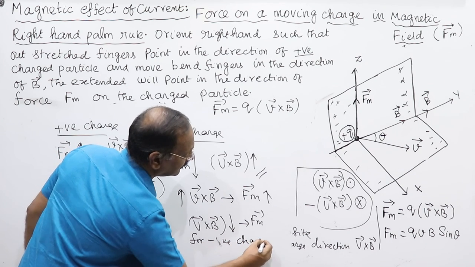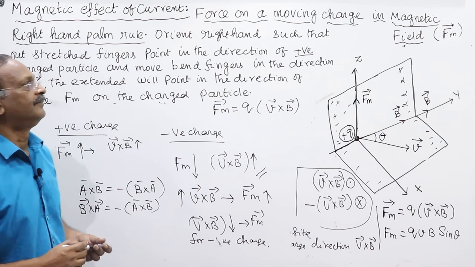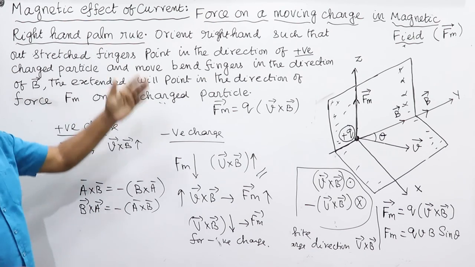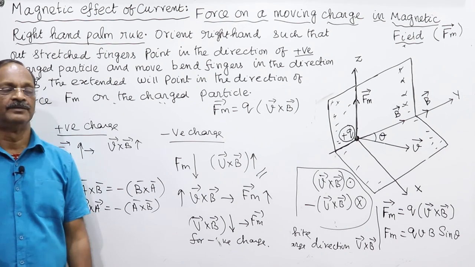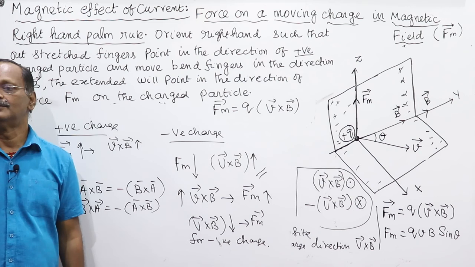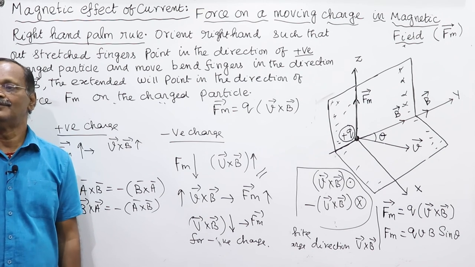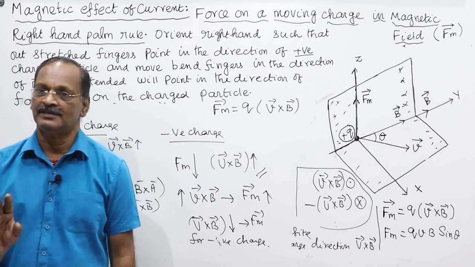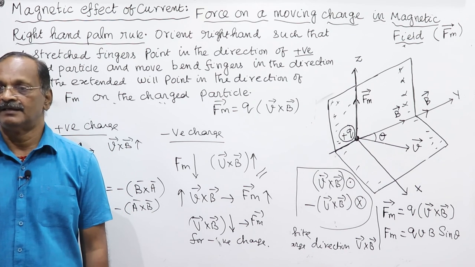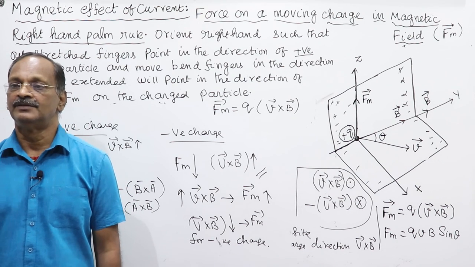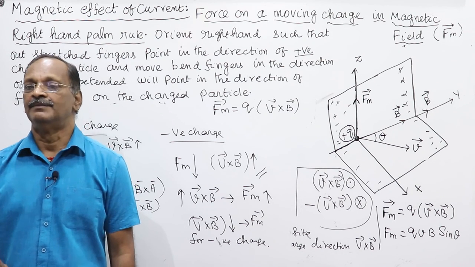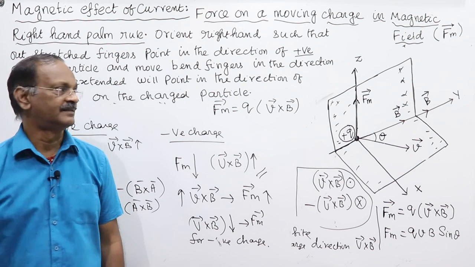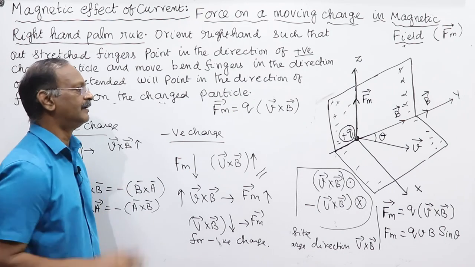That is the direction of Fm for negative charge. This is all about finding the direction using the right hand palm rule. This rule is very handy for finding the direction of the magnetic force when a charged particle, positively or negatively charged, is moving in the magnetic field.